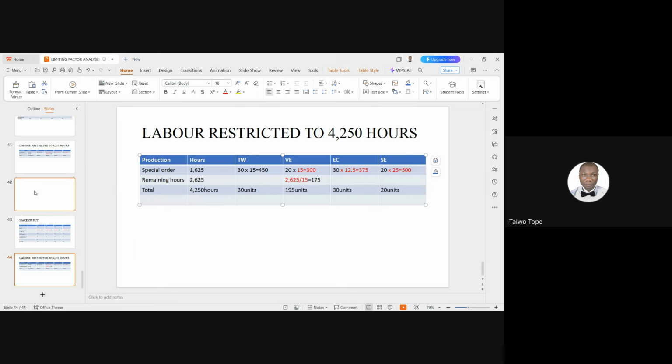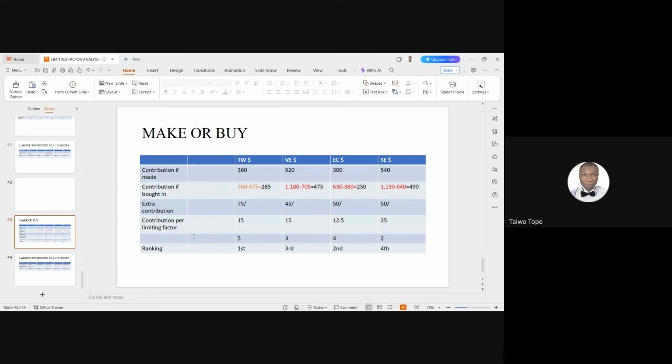So this will still be the same thing, but this will change. Do you get that? The special order value will still remain the same, because the limiting factor is still hours. So these results will still be the same. But based on the new ranking, which is ranking first?